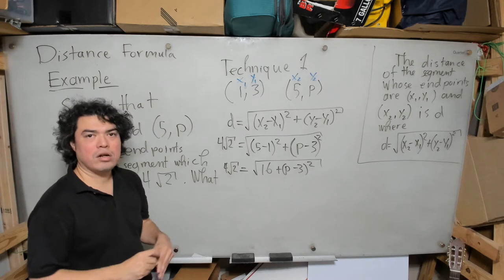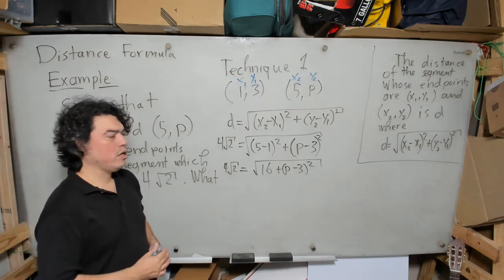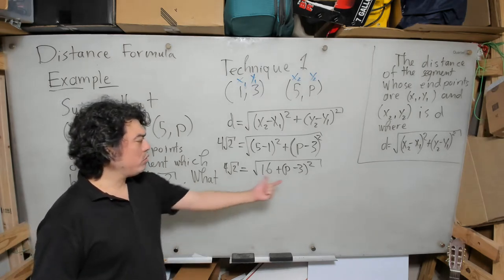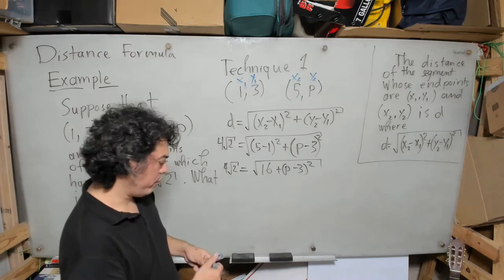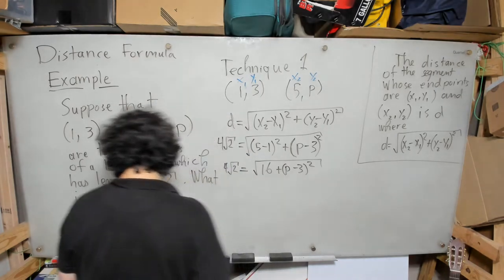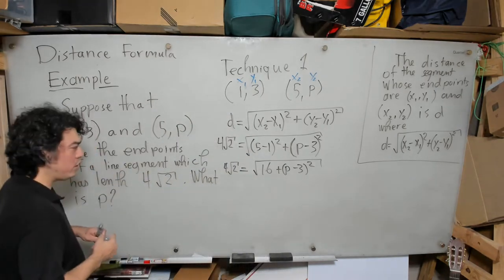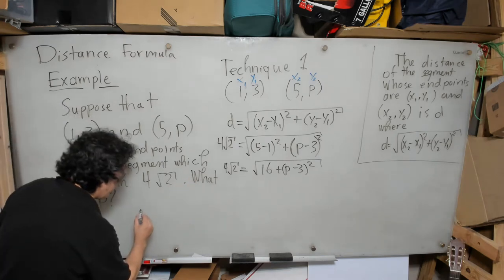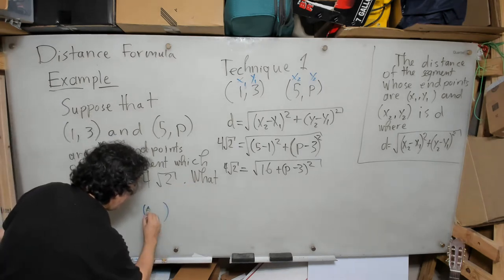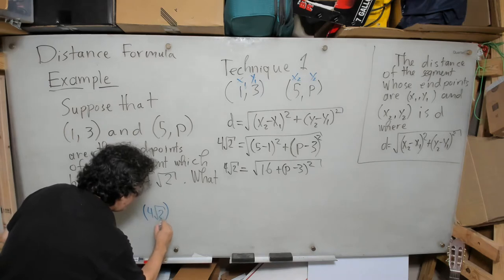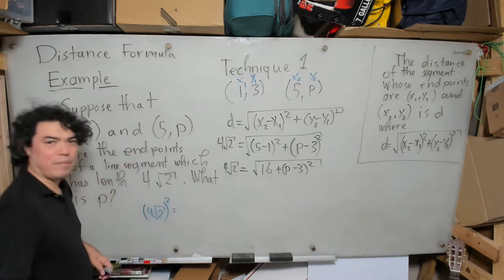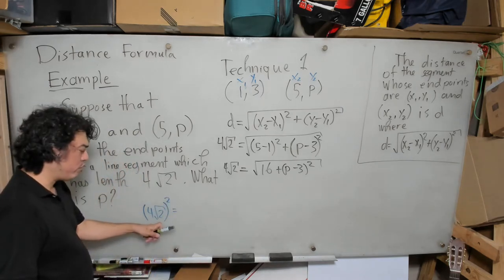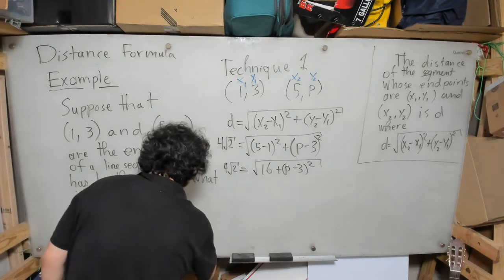Now from here, there are a lot of different ways I could proceed, but the simplest way is going to be squaring both sides so I can get rid of the square root first and foremost. So now I'm going to briefly square the 4 square root of 2 here on the side to remind us how to do it. 4 square root of 2 squared. What does that mean? That means we're going to multiply 4 square root of 2 times 4 square root of 2.